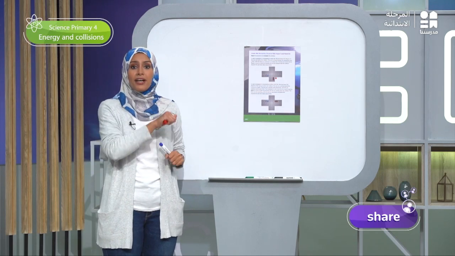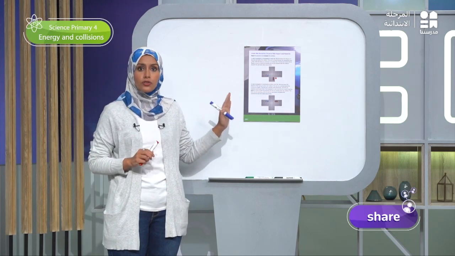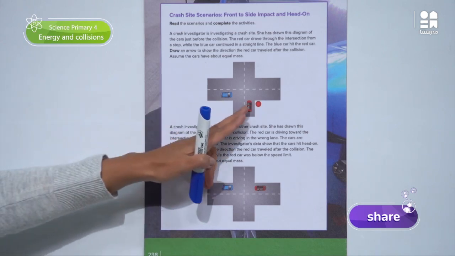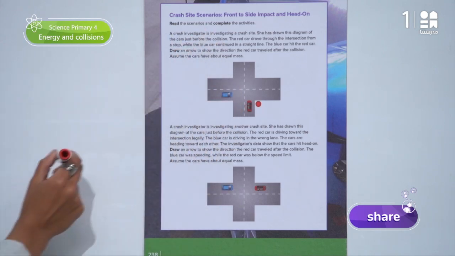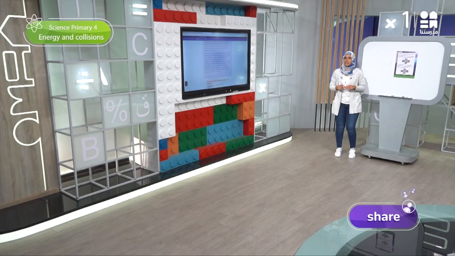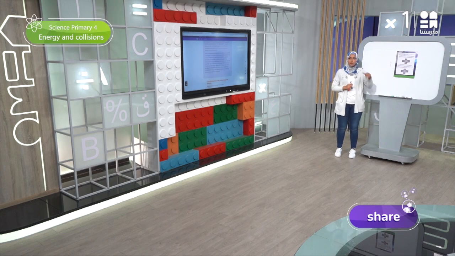Okay, it's before the accident. The red car drove through the intersection from a stop. The red car will start moving from the intersection. This was its direction. Okay? This was the direction of the red car before collision.